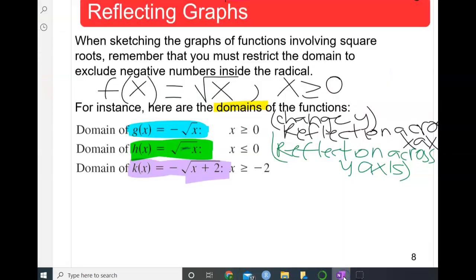Okay, let's go back to our notes. One last thing that we had to do here was to determine the domain. They're already written there, but let's just evaluate why. So here we had a reflection.